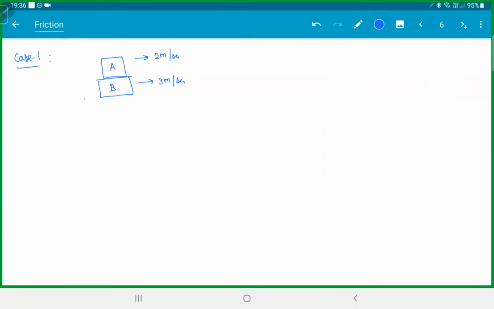Who is going faster here? B is going faster, A is going slower. So your friction here, what is your job? Oppose the guy who is going faster and support the guy who is going slower. Make sense?